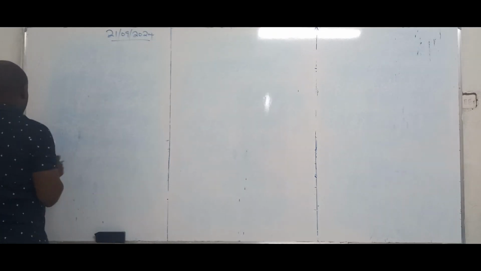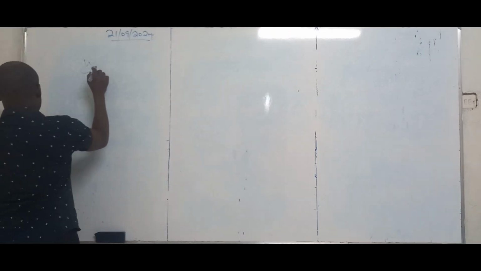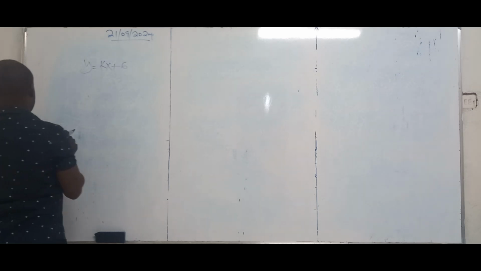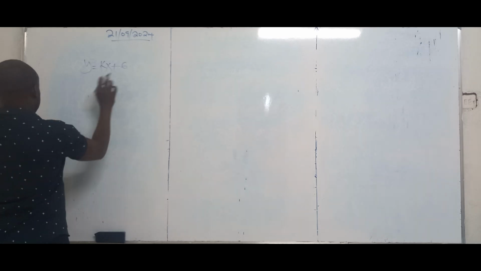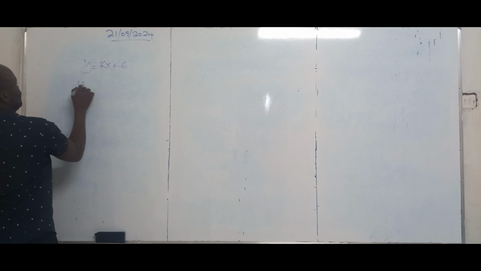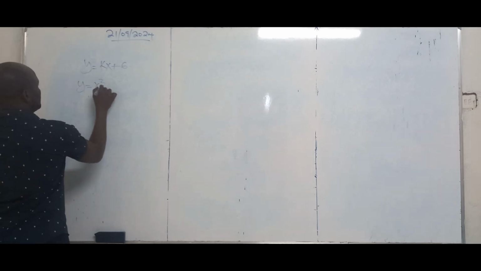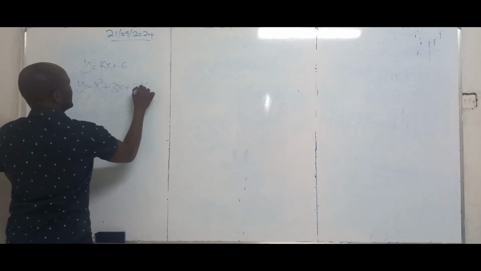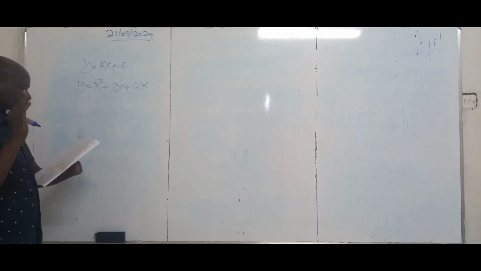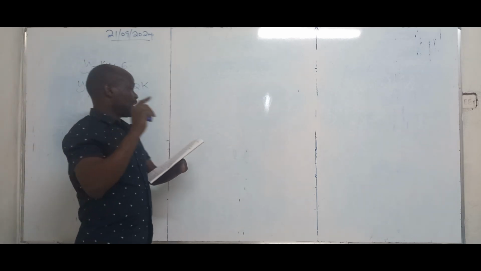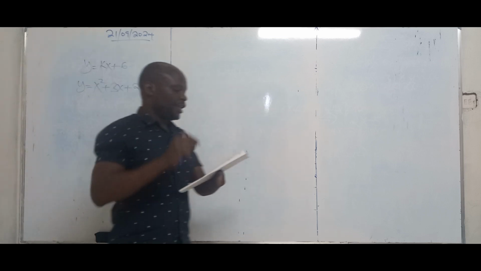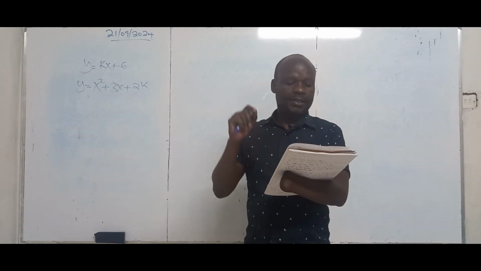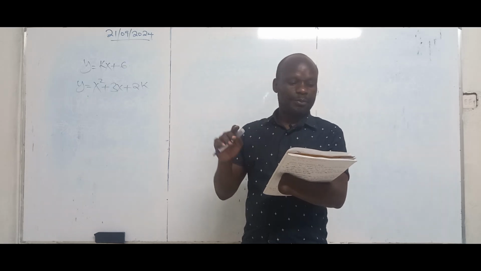Now we are told that y is equal to kx plus 6 is the line, and a curve has equation y is equal to x squared plus 3x plus 2k, where k is a constant. For the case where k is 2, the line and the curve intersect at points A and B. Find the distance AB and the coordinates of the midpoint of AB.